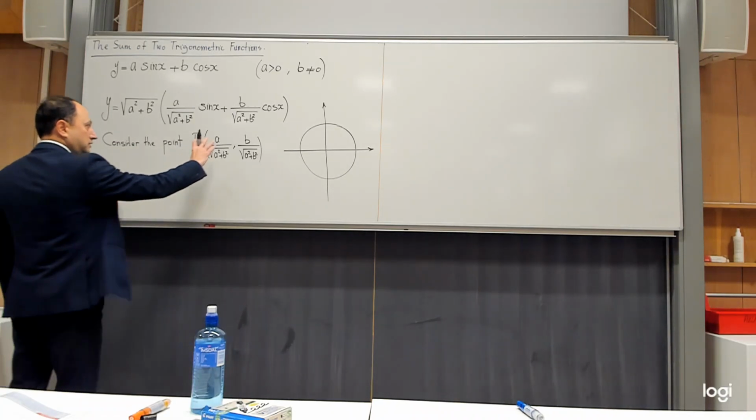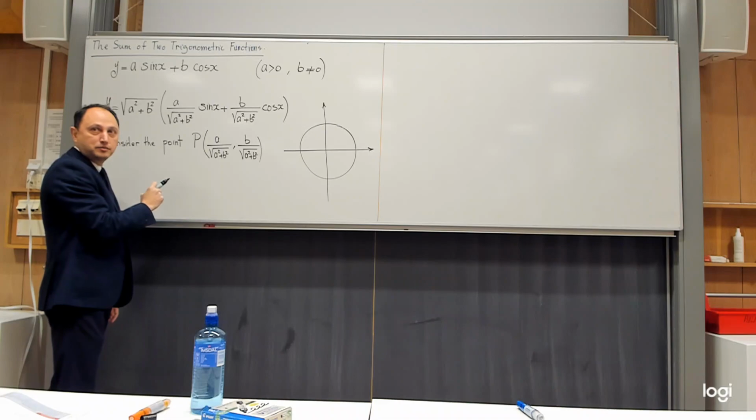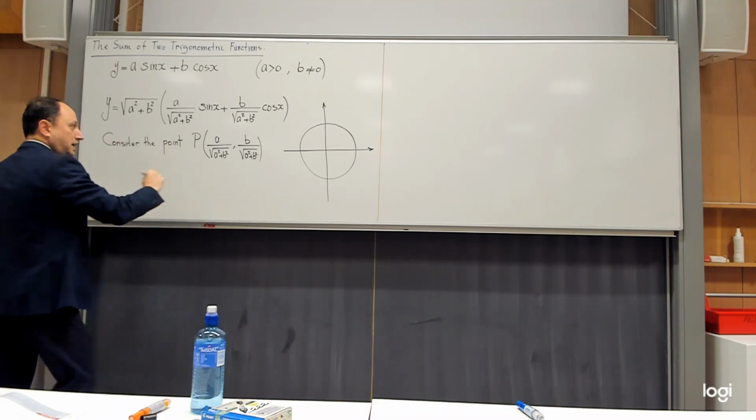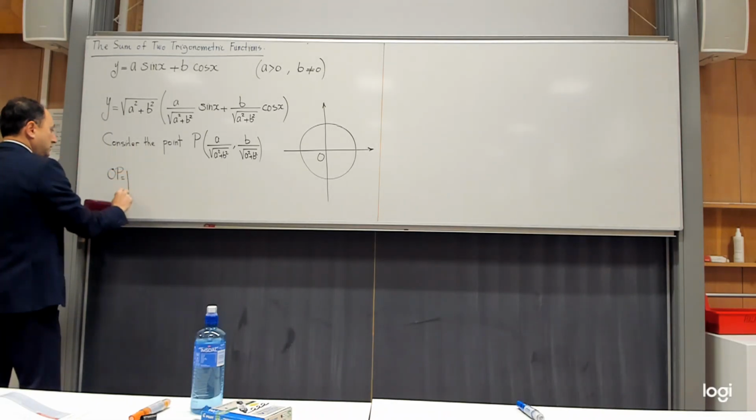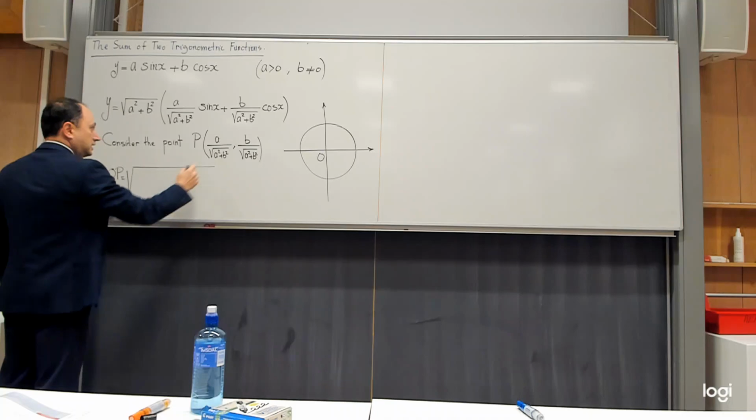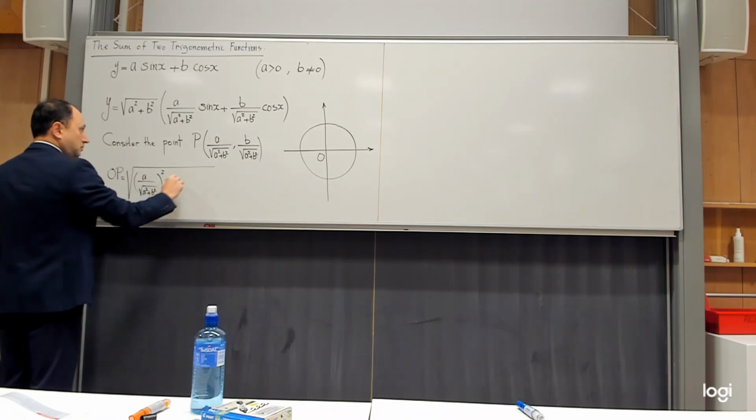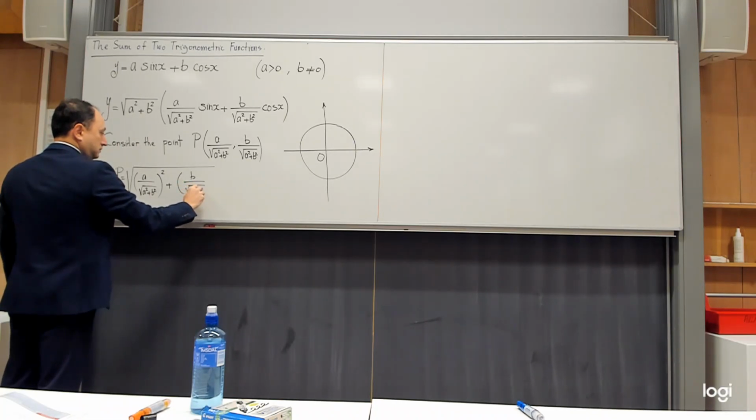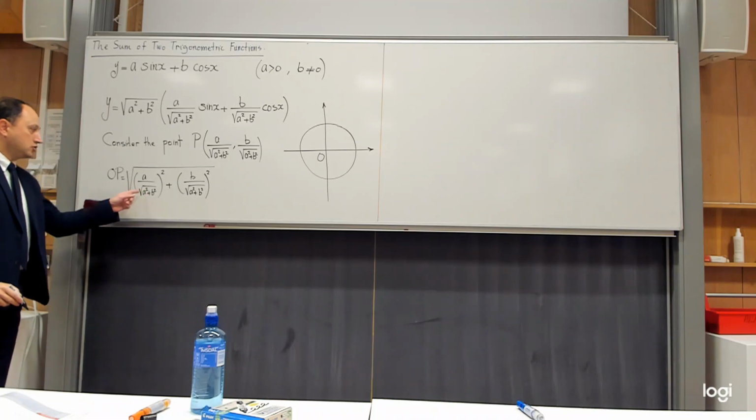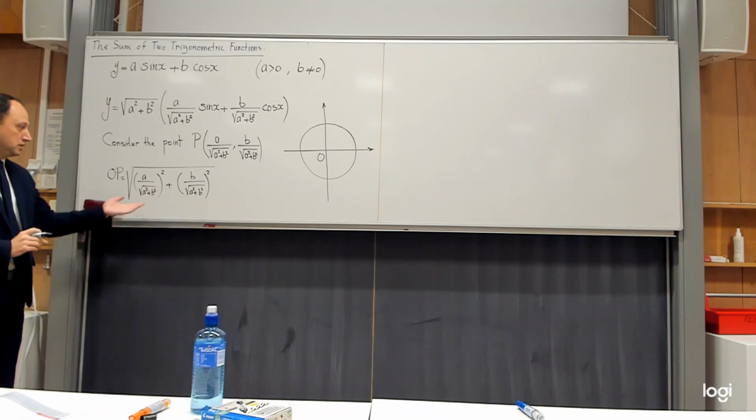How? I raise this one to power 2, I raise this one to power 2, add them and take the square root, yes? So let me calculate OP. As we did before, this becomes the square root of this number to power 2, plus this number to power 2. If I can show that this is 1, regardless of the values of A and B, then I am done. But this algebra is not that hard.